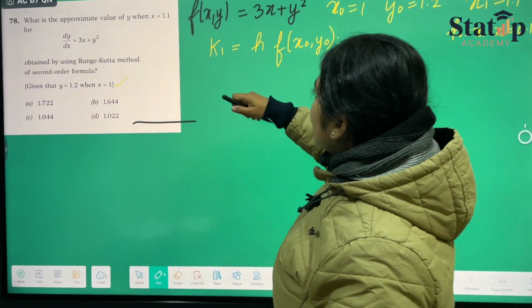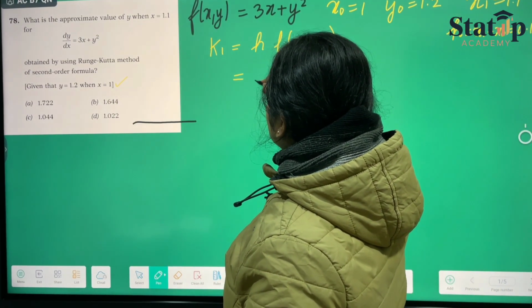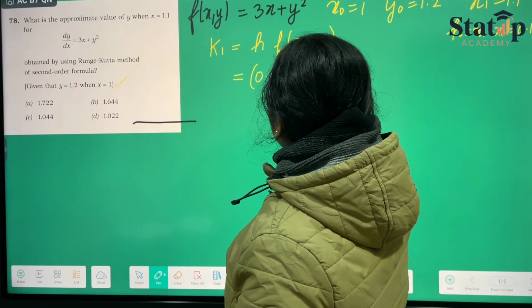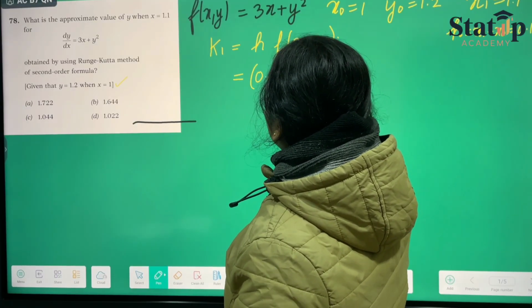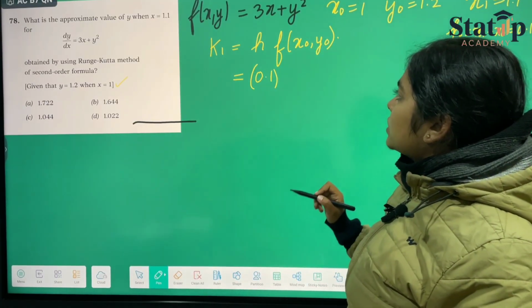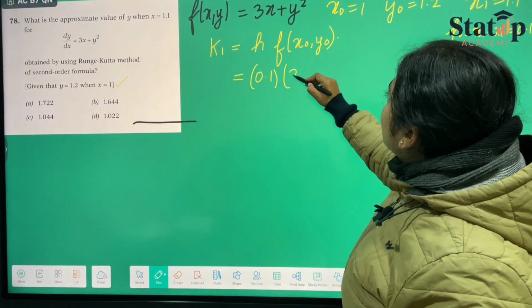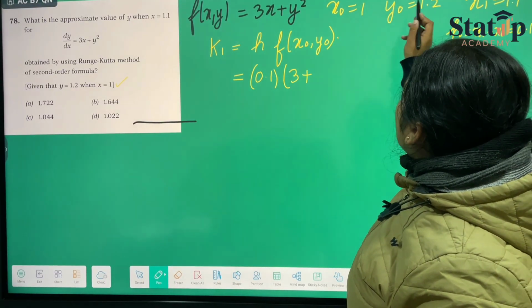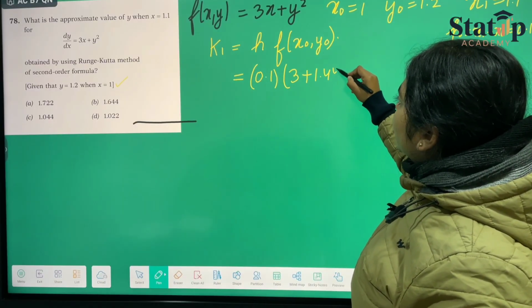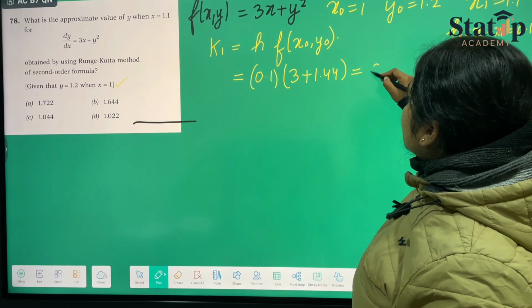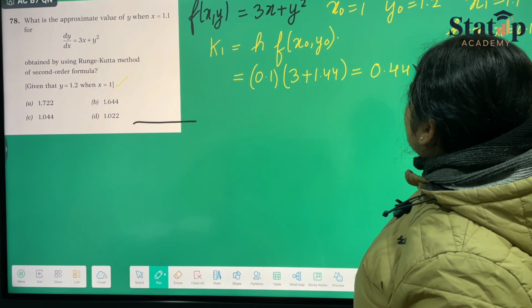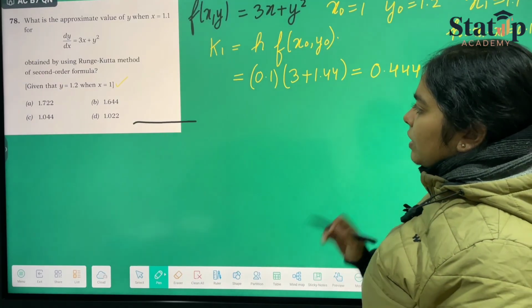So let us keep it in the formula. h is 0.1 into f(x naught, y naught). If we put the values of x naught and y naught in f(x,y), then we will get 3 into 1, which is 3, plus y square, which is 1.44, which will give us the answer as 0.444. K1 we have got.